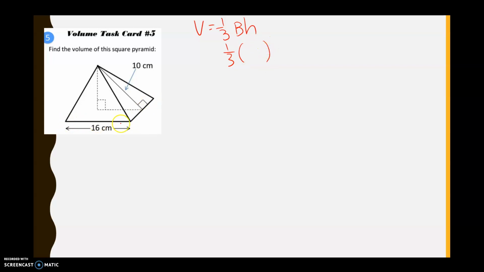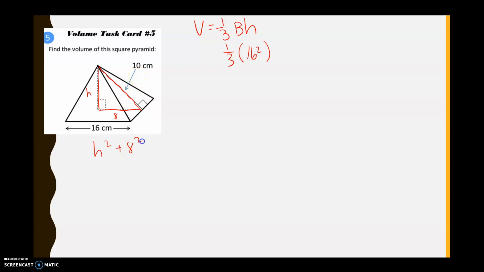It's a square, so it'd be 16 times 16, which is going to be 16 squared. We need to figure out what our height is. Well, we know this length down here is going to be half of this guy, so it's going to be 8, half your base edge, and then the hypotenuse is going to be the slant height they're telling us of 10. So we're going to use Pythagorean theorem.